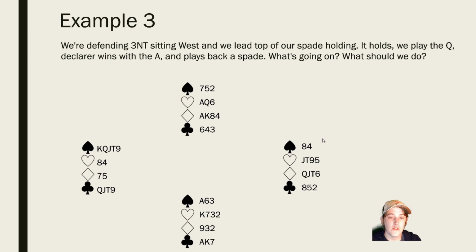If we go ahead and cash all these spades, we're going to force partner to unguard one of these suits, and that makes an extra trick for declarer.